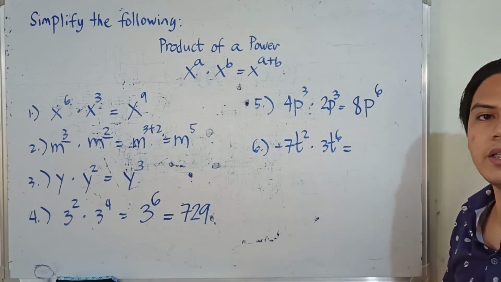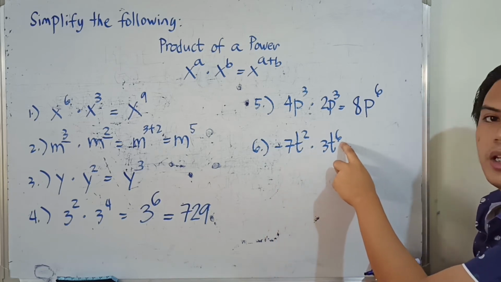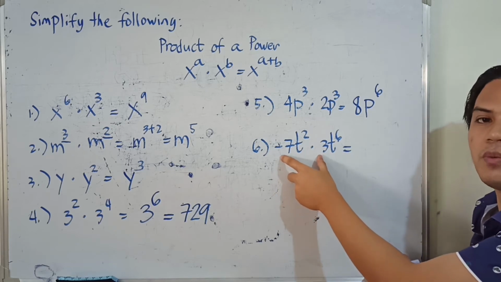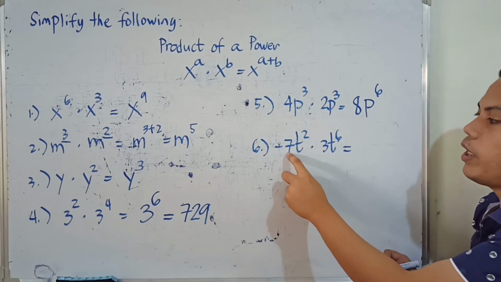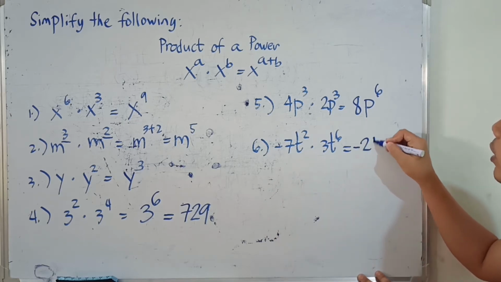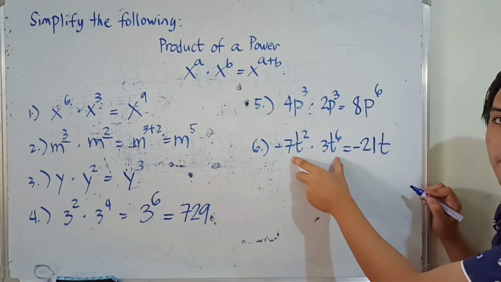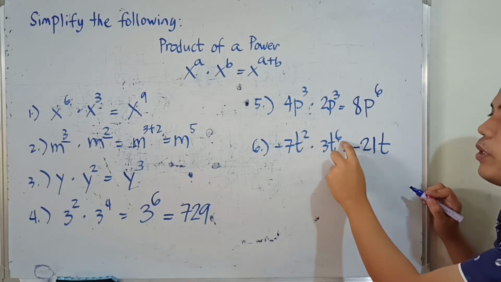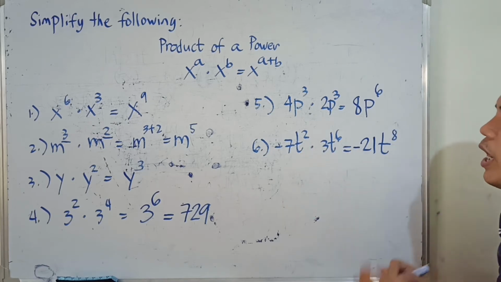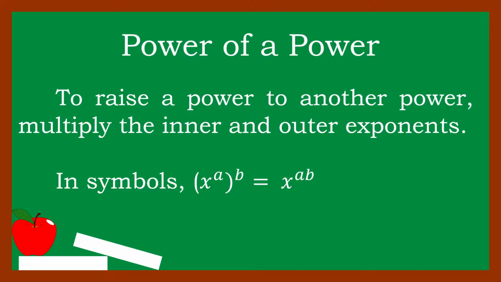How about the last item? We have negative 7t squared times 3t raised to 6. So, again, imumultiply muna natin yung dalawang numerical coefficients. So, you have negative 7 times positive 3, that is negative 21. So, copy natin yung same base na t, then i-add natin yung exponents. 2 plus 6, that is equal to 8. The final answer is negative 21t raised to 8.